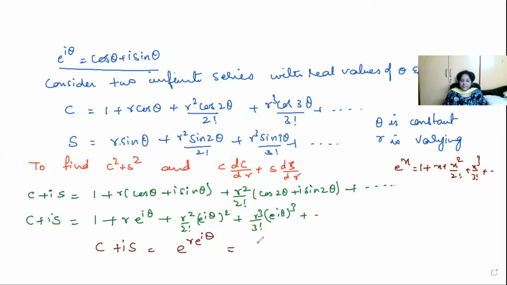Further we can expand this and write it as e to the power of r into cos theta plus i sin theta. So c plus is, what we derived so far, is e raised to r e power i theta, which is further written as e to the power of r cos theta plus i sin theta. When we get such expressions, it's easy to identify that by taking modulus on both sides, you will be able to find the value of c square plus s square.